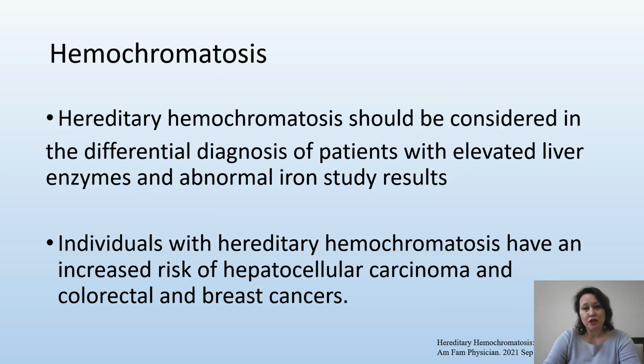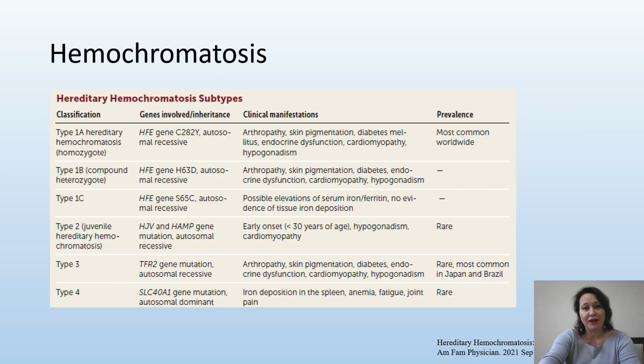Hereditary hemochromatosis should be considered in the differential diagnosis of a patient who has elevated liver enzymes, ALT and AST, and abnormal iron study results. An individual with hereditary hemochromatosis has increased risk of hepatocellular carcinoma and cancer of the rectum and breast. That's why diagnosis in time is very important for prophylaxis of these complications.